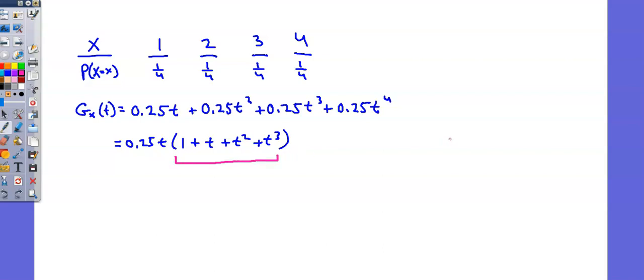I might be asked to present the probability generating function in the form of a times 1 minus r to the power of n over 1 minus r. And I want to recognize that this is a geometric series with a representing the first term, n representing the number of terms, and r representing the ratio.